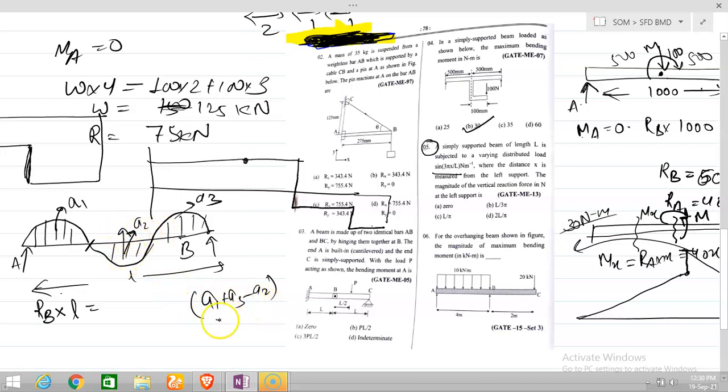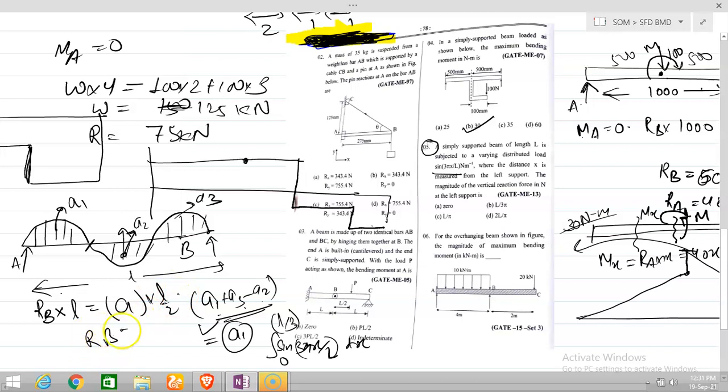Then the area corresponds to the load on the beam, and you multiply it with the center, that is L by 2. So what is A1? A1 and A3 are equal because of the sine function, so you can simply say it is A1. Now integrate sine of 3 pi x divided by L dx from 0 to L by 3, and you get the area for this load. Just multiply this area into L by 2, then you can get the RB value. That will be the procedure.